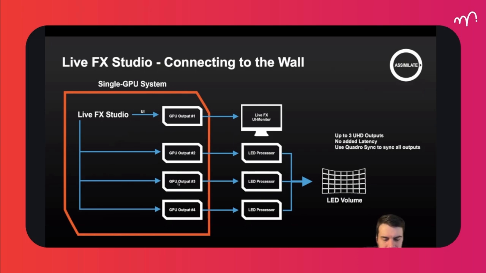Why would you want them in sync? Mainly if, let's say, two LED processors here serve one and the same wall. Let's say this processor takes care of the left half and this processor takes care of the right half. Then they need to be absolutely in sync, right? If one half comes in a frame late or so, you would see a seam right in the center and it would look odd and you don't want that.